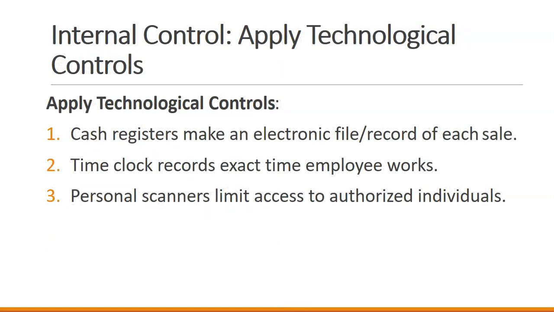Then we can also have technology. So cash registers, computerized cash registers that have an electronic file of each sale, having an electronic time clock that records the exact time employees work instead of having a pencil time card or something, having scanners which limit access to authorized individuals. So if we have ID cards that limit our access to various amounts of things. For example, I have to use my ID card to use the copier in our office. So it records that I am using the copier that I have access to, I'm authorized to use that copier, and then how much I'm using of the copier's resources.